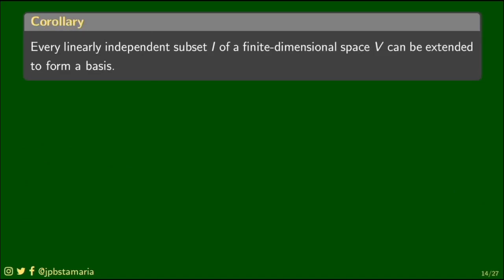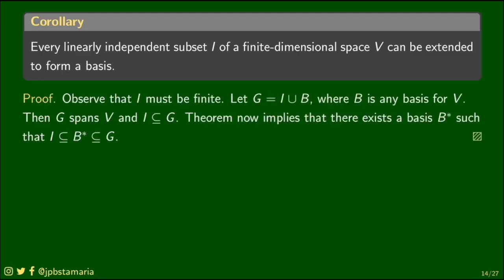As a consequence, every linearly independent subset I of a finite dimensional space V may be extended to form a basis. So last time, if you had a spanning set, you could reduce it to a basis. This time, if you have an independent subset, it may not be a basis, but it can be extended to form a basis.